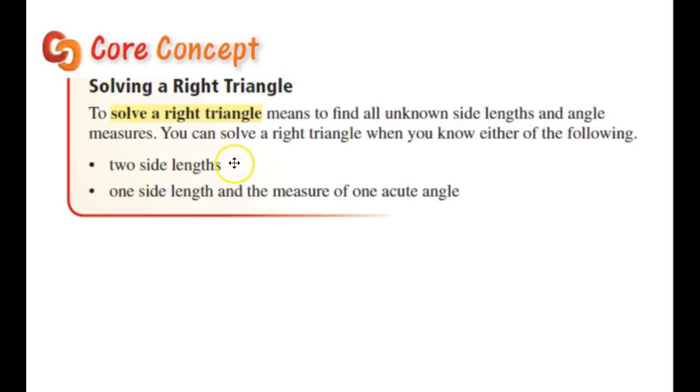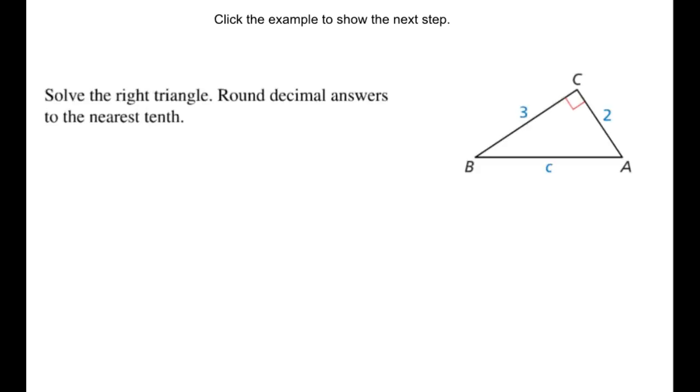I can also solve right triangles if I know one side length and one of the angles, because then I can use my trig functions and my inverse trig functions to find the rest of the pieces that I'm looking for. So I have to have either one of these two bullet points in order to solve my triangle. So let's look at an example.